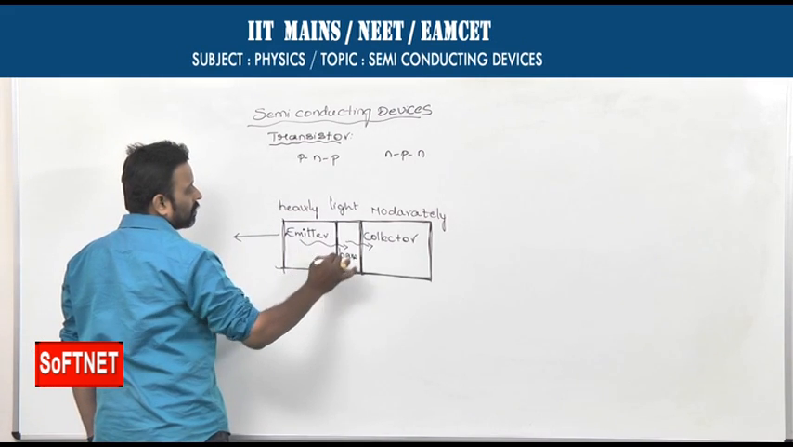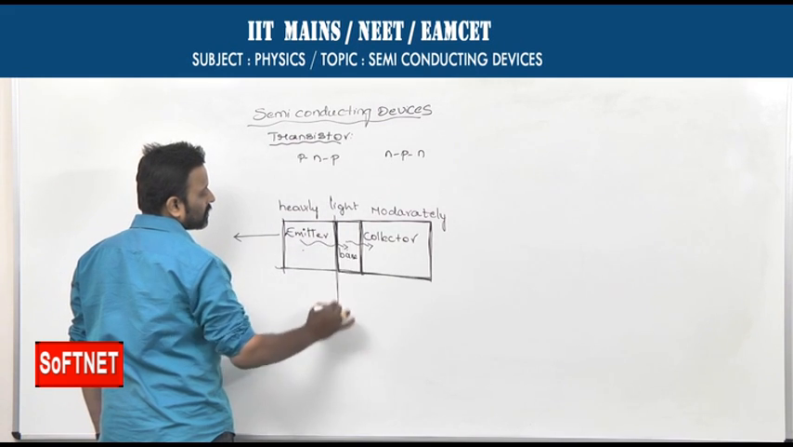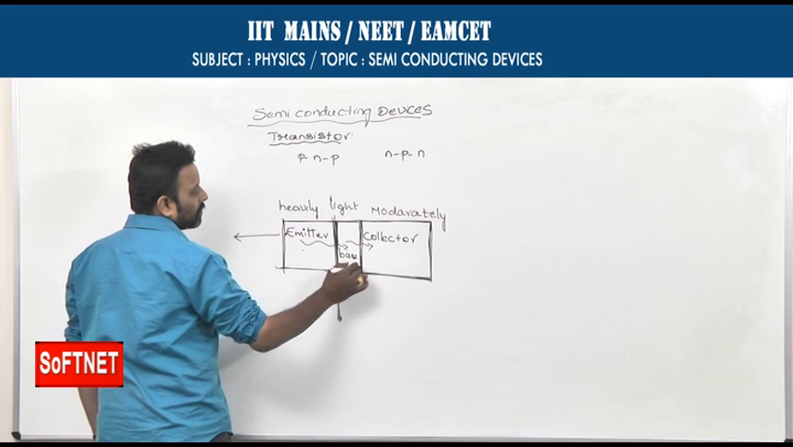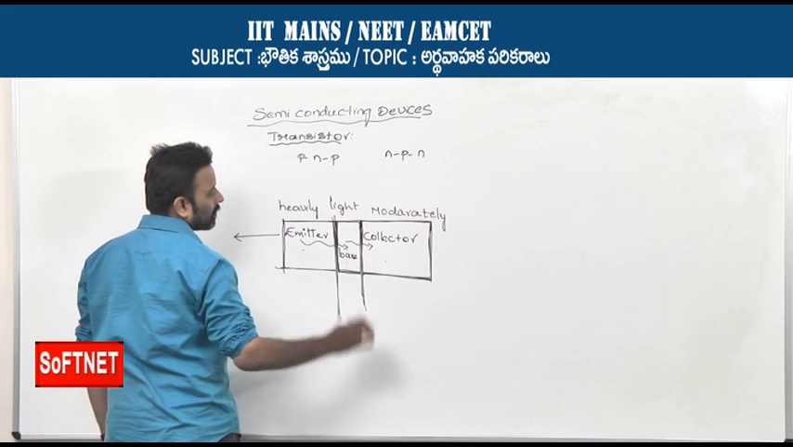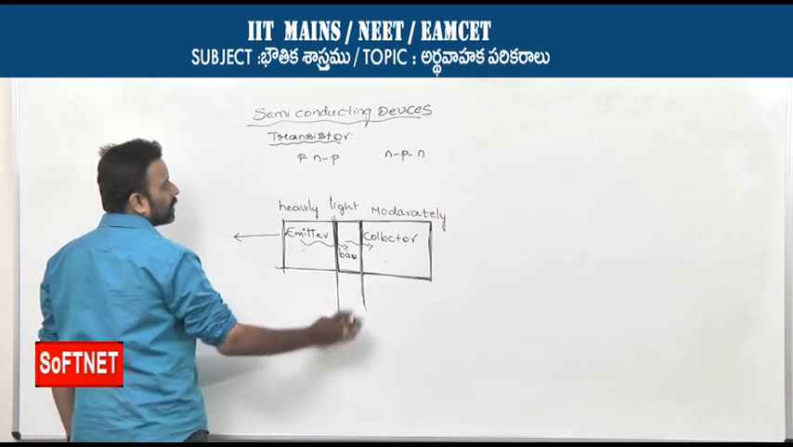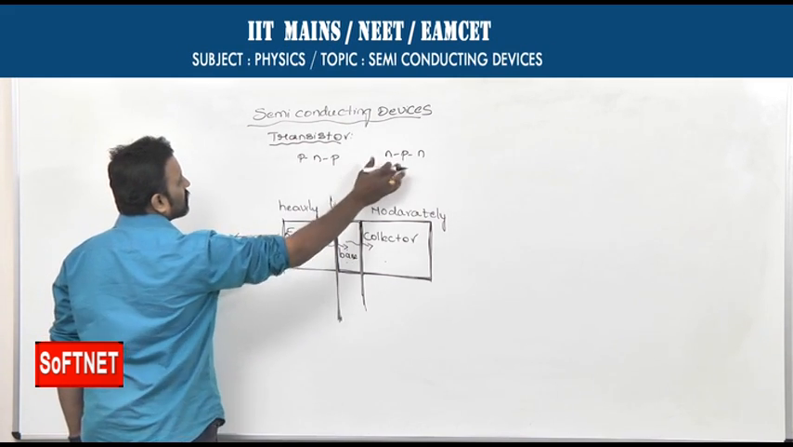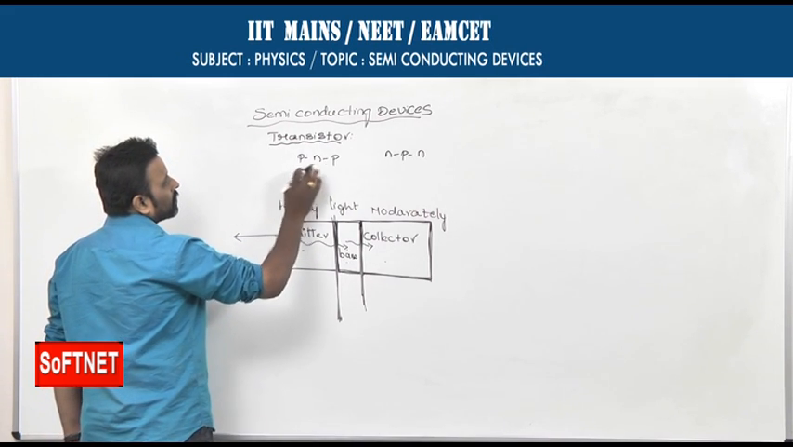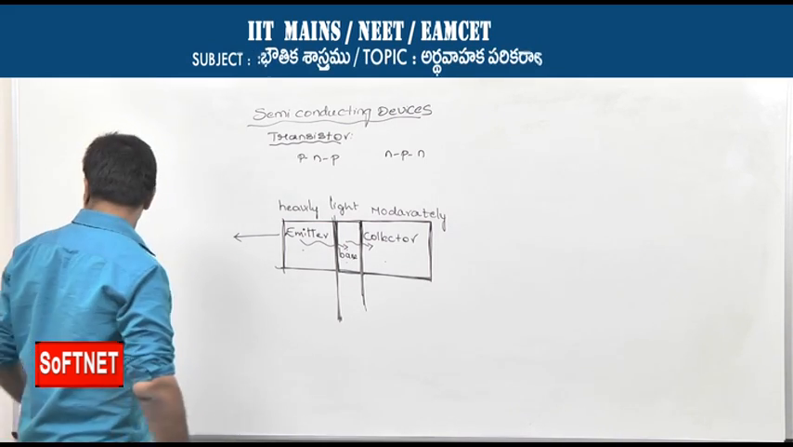This is the junction between emitter and base. The junction present between emitter and base is called emitter junction. The junction present between base and collector is called collector junction. Emitter junction and collector junction. These transistors are classified into two types, PNP and NPN transistor. Now we shall discuss the working of PNP and NPN transistors separately.